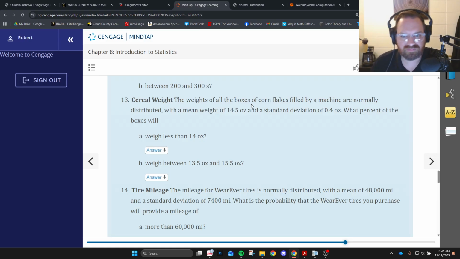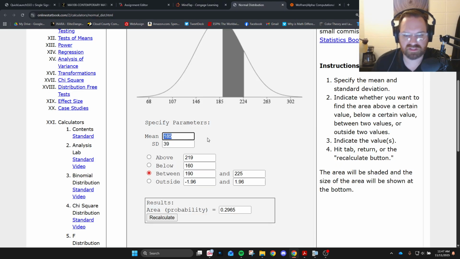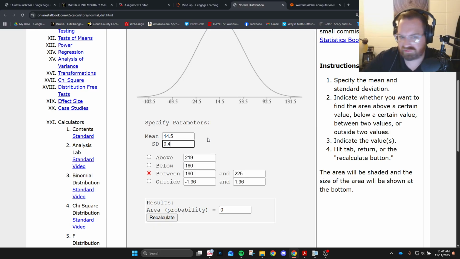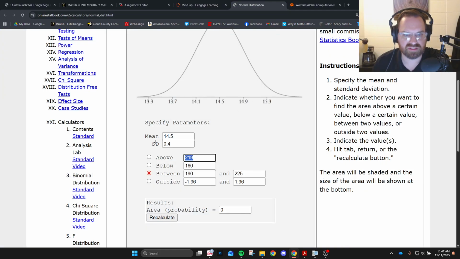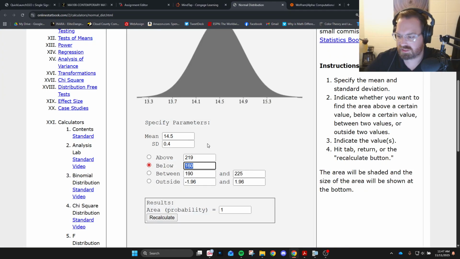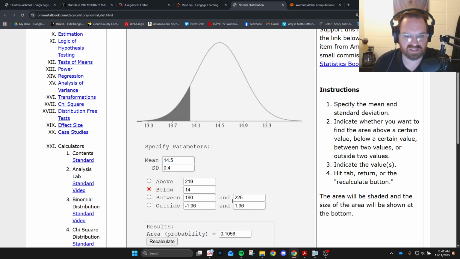So the mean is going to turn into a 14.5, and the standard deviation is going to turn into a 0.4. And now what I have to do is figure out the weight that is less than 14 ounces. Below 14 ounces. And like I said, I probably should have checked these to see that they match up with the homework, but I'm doing this on the fly, so you can get my instant reaction.